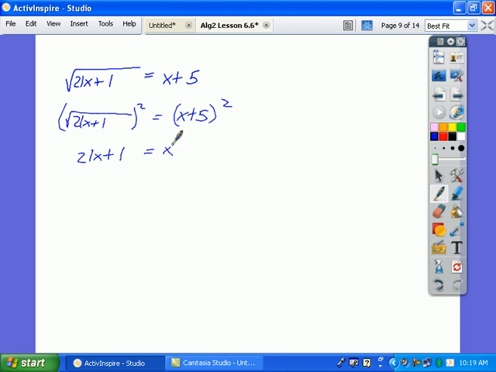Again, this is a quadratic equation. I'm going to set everything equal to 0. So 0 equals x squared minus the 21x should give us minus 11x. Minus the 1 should give us plus 24. Okay, just set everything equal to 0.